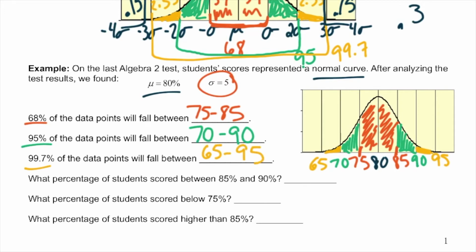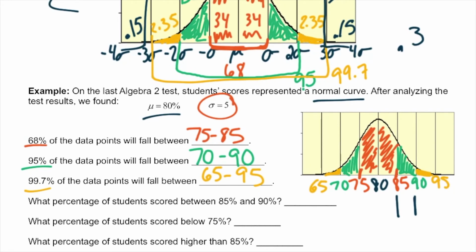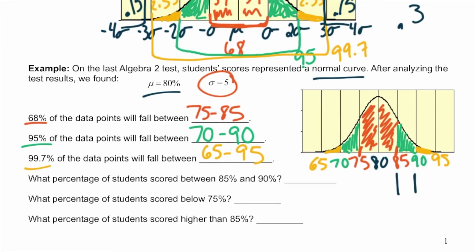So now let's kind of extrapolate it. Let's figure out the percent between 85 and 90. So here's 85, here's 90. We know from what we just did above that that piece there is going to be 13.5.